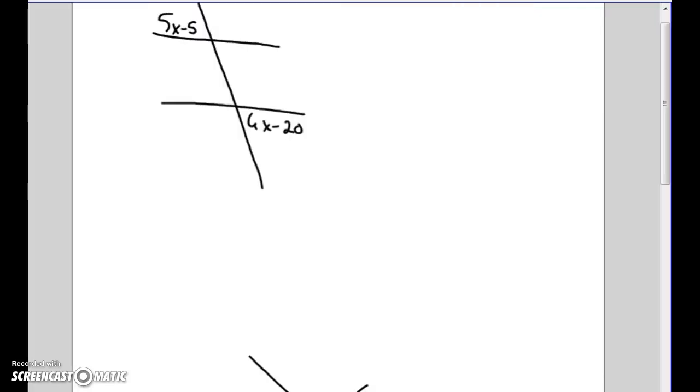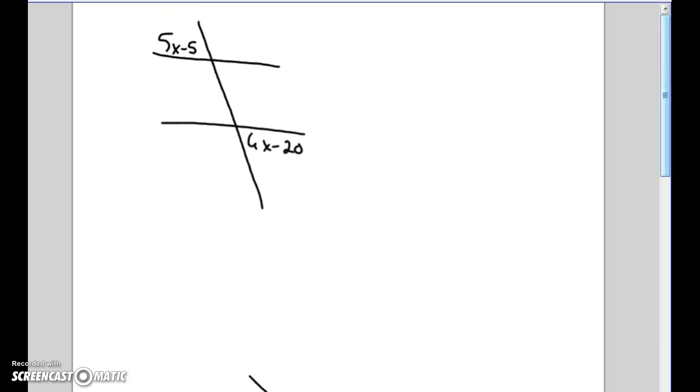Okay, so on here, what's the first thing I need to look for when I'm trying to solve these problems? If they're parallel. Okay, are these parallel? Yes. It doesn't say it. Are you sure? Oh, I see it at the top. At the top it says find x so that L is parallel to M. This right here, that's the symbol for parallel. So it's telling you these are parallel.